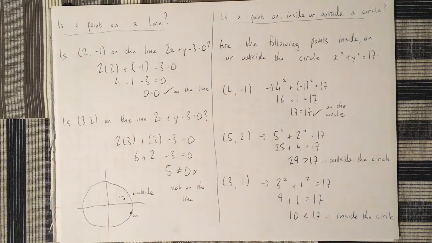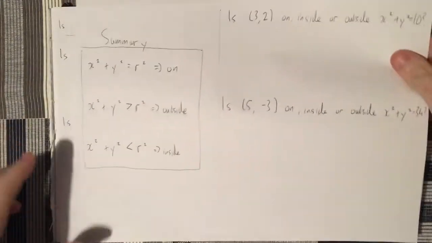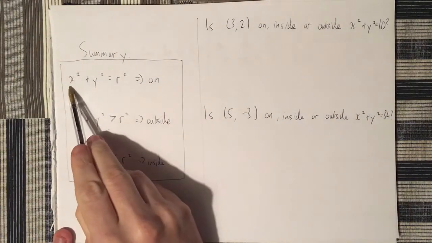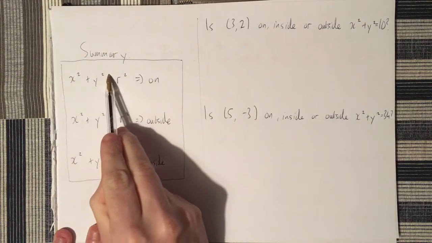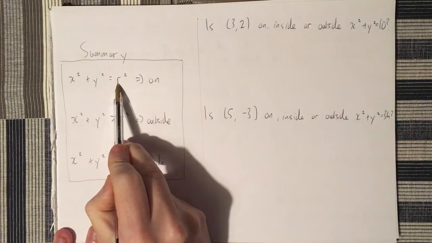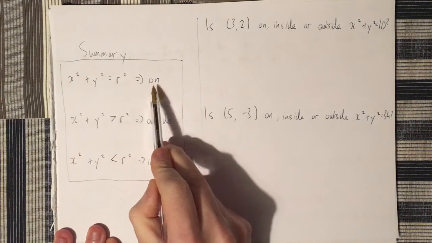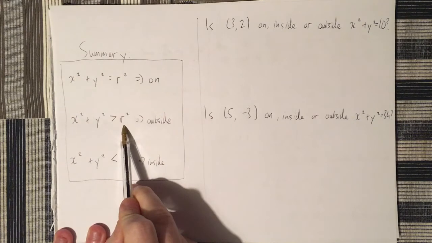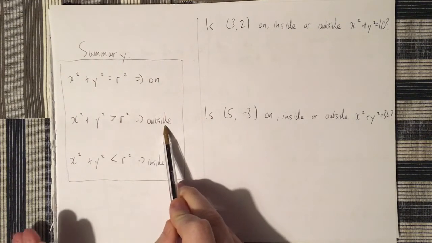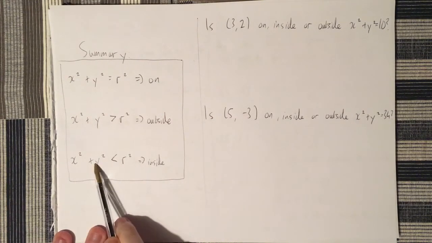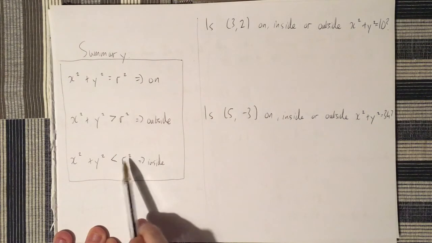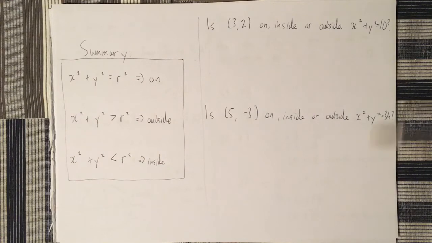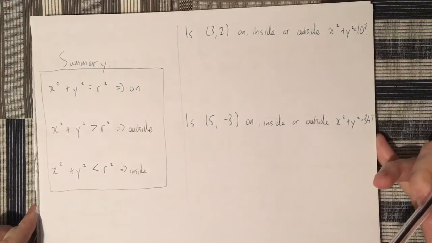All right, so like I said, there's our summary. So if I sub the x squared and the y squared in and get it equal to the number on the right hand side, it's on the circle. If I sub the x and the y in and I get it bigger than the number on the right hand side, we are outside the circle. If I sub the x and the y in and I get a number less than what's on the right hand side, I am inside the circle. All right, so just two more examples to do.